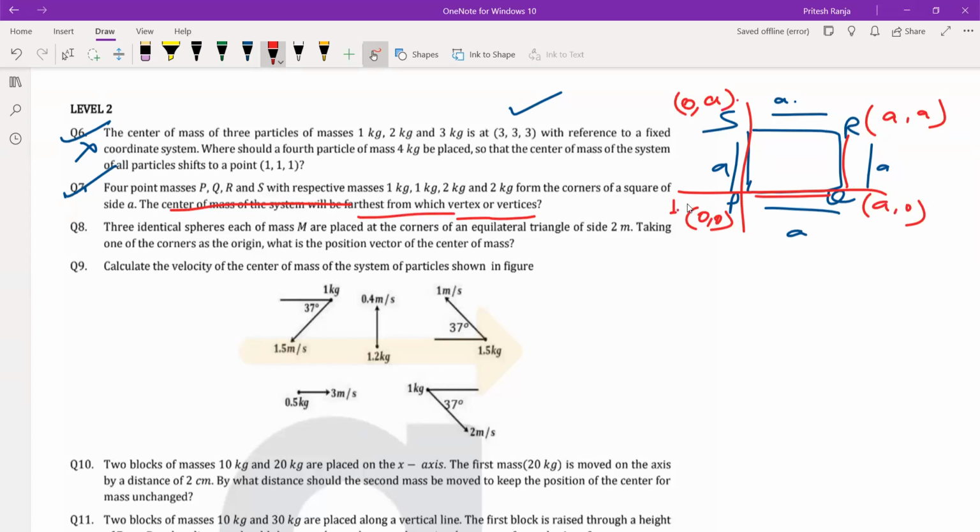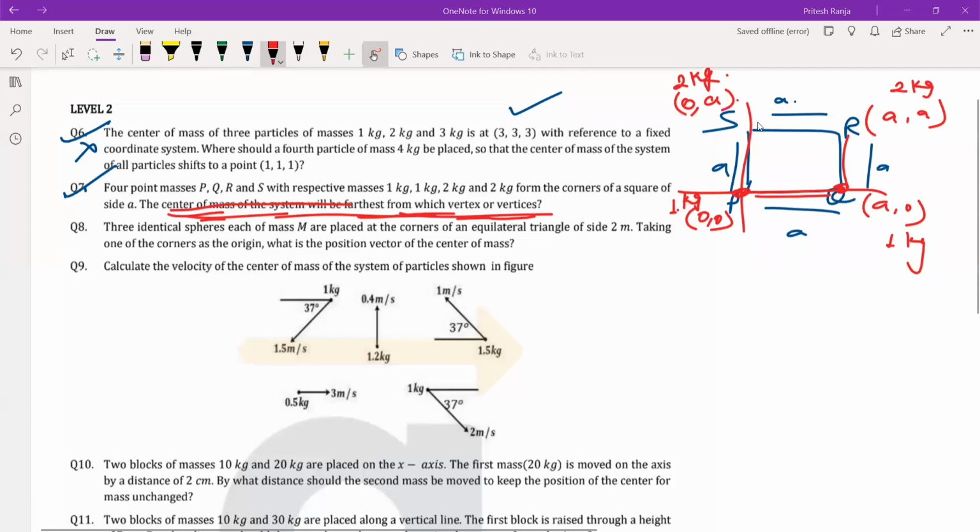सबका masses देखो, ये है 1 kg, ये है 2 kg, सॉरी ये भी है 1 kg, ये 1 kg है P, ये भी 1 kg है, और ये 2 kg है, और ये 2 kg है. You actually do not need to compute this. अगर आंसर मांगता है center of mass क्या है, then you can do. But here it just says center of mass will be farthest from which vertex. So if you wish, you can find the center of mass, or you can also do it normally. So it will be definitely farther from masses P and Q, or masses situated at P and Q.